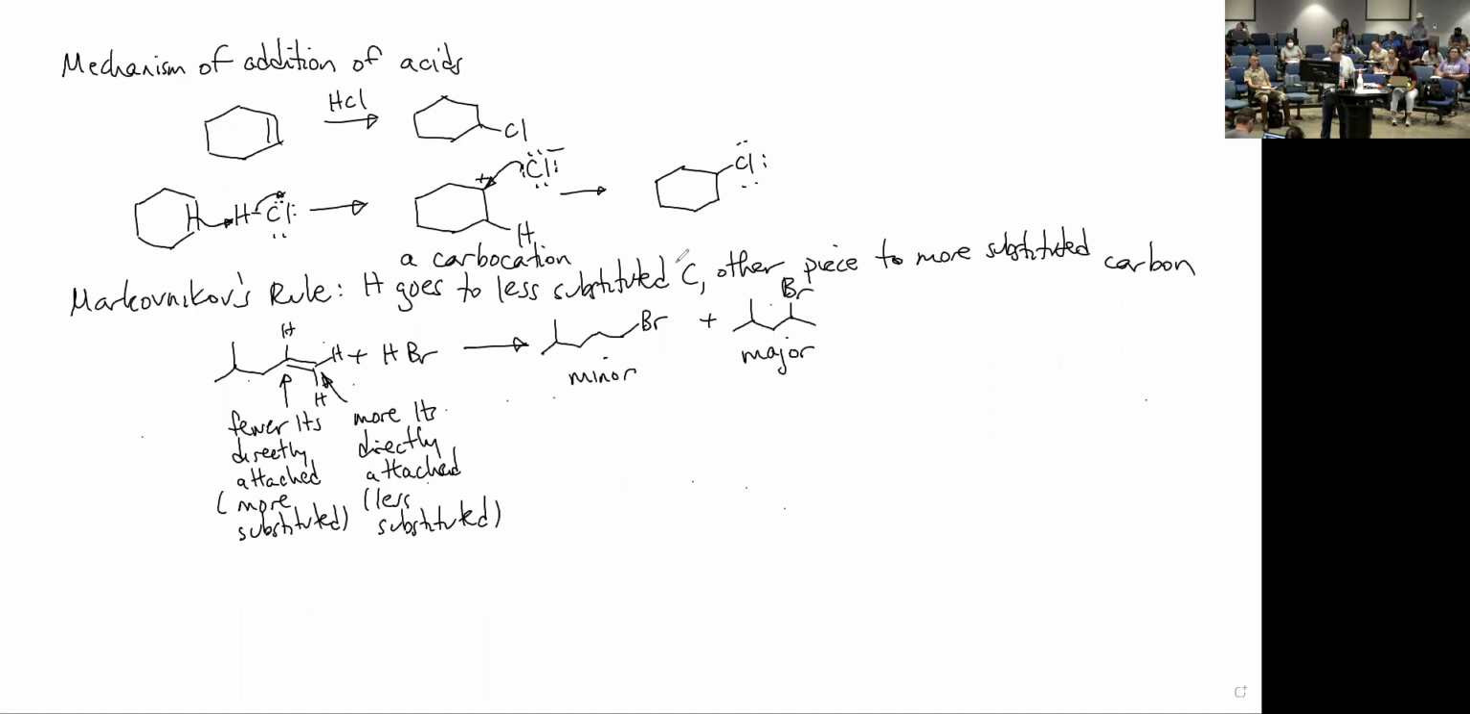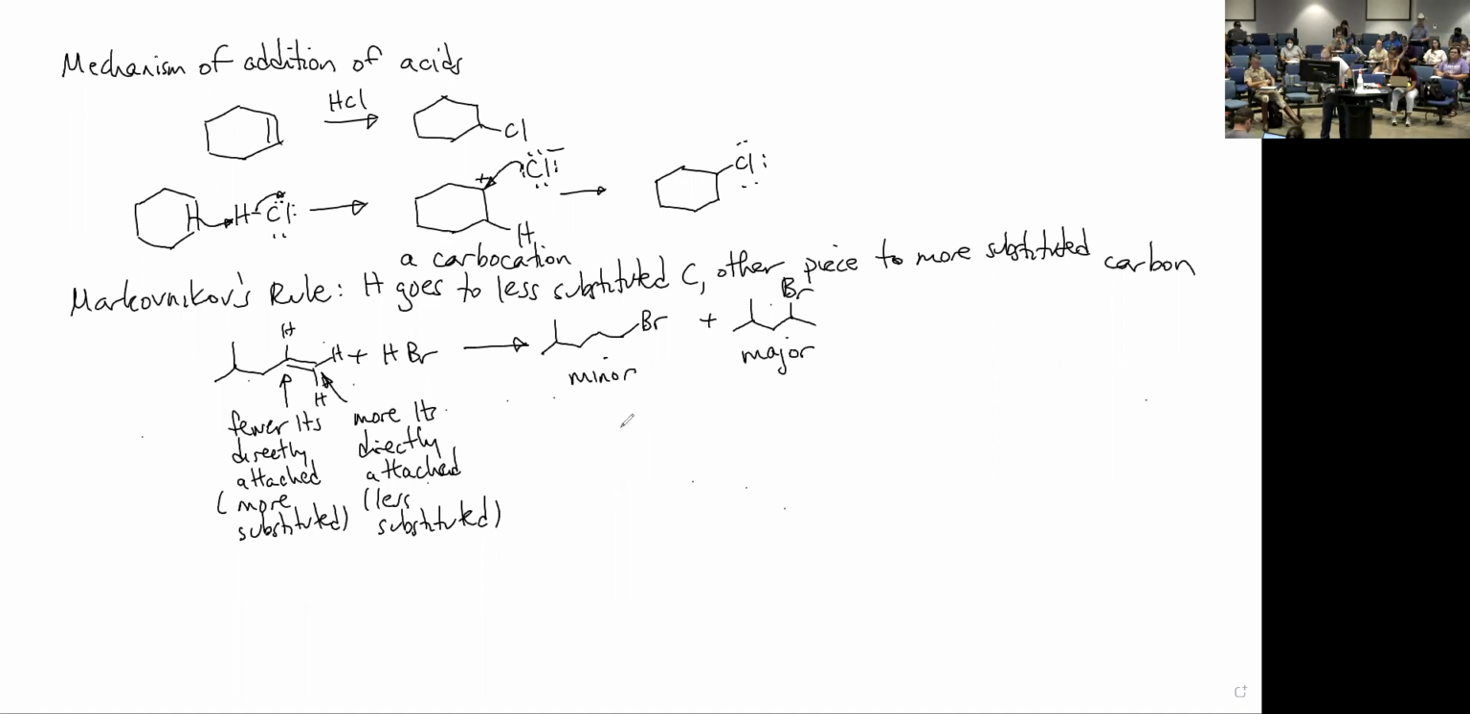When you've got an unsymmetrical alkene and you're reacting it with an unsymmetrical reagent, the major product will be whatever you get by attaching the H to the less substituted alkene carbon, the one with more H's directly attached, and the other piece, whatever it might be, to the more substituted carbon, the one with fewer H's directly attached. And that's basically Markovnikov's rule in a nutshell.